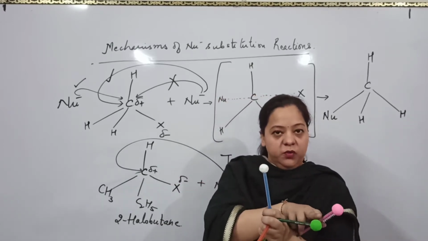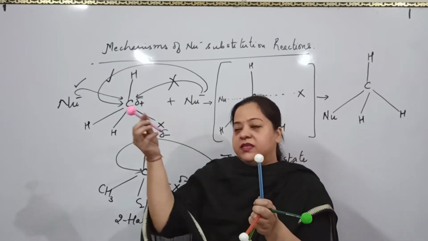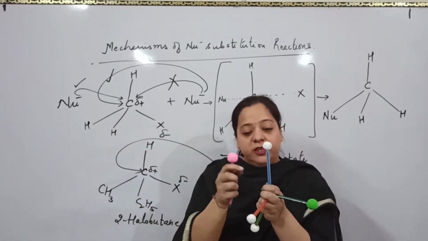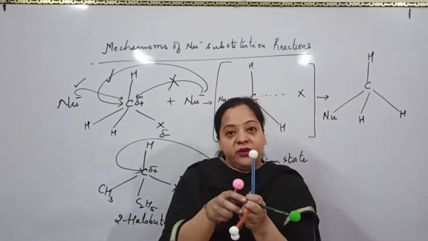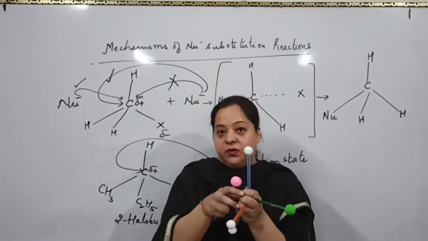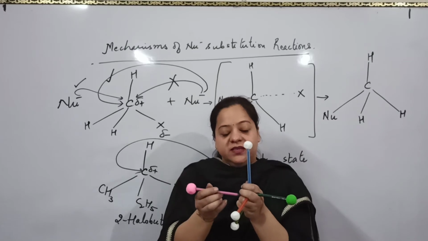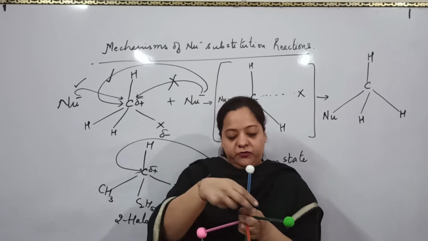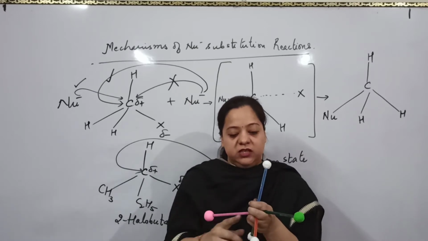This is the leaving group, that is the halogen atom. This is the incoming nucleophile which attacks this central carbon atom, the alpha carbon atom, that carries the positive charge, and there is simultaneous bond formation and bond breaking. A 5-membered transition state is formed.